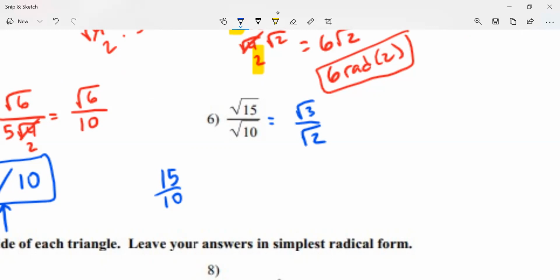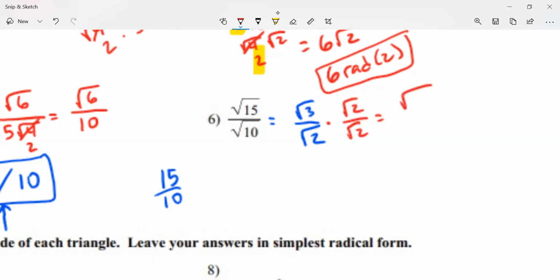So now we have radical 3 over radical 2. And I know the way I'm going to get rid of the radical at the bottom, I'm going to multiply top and bottom by radical 2. Again, the radical 2 is the number that I have at the bottom. So that gives me radical 6 over radical 4. But the square root of 4 becomes a whole number.